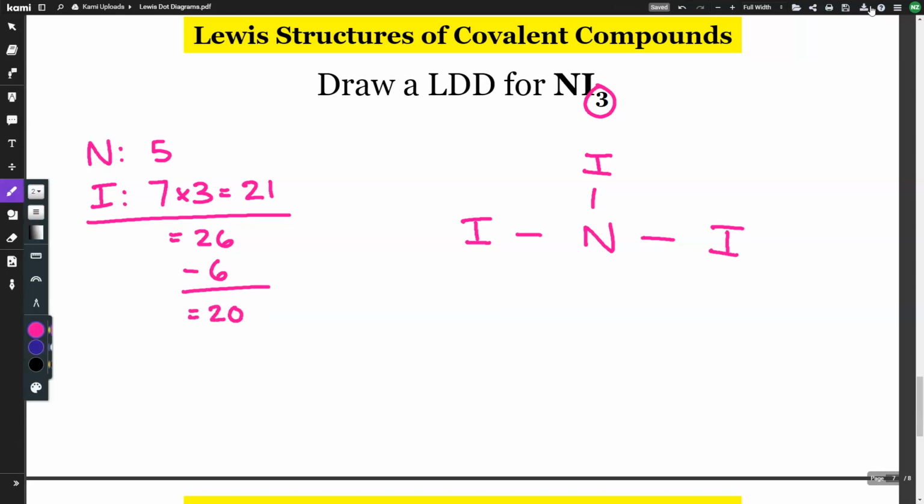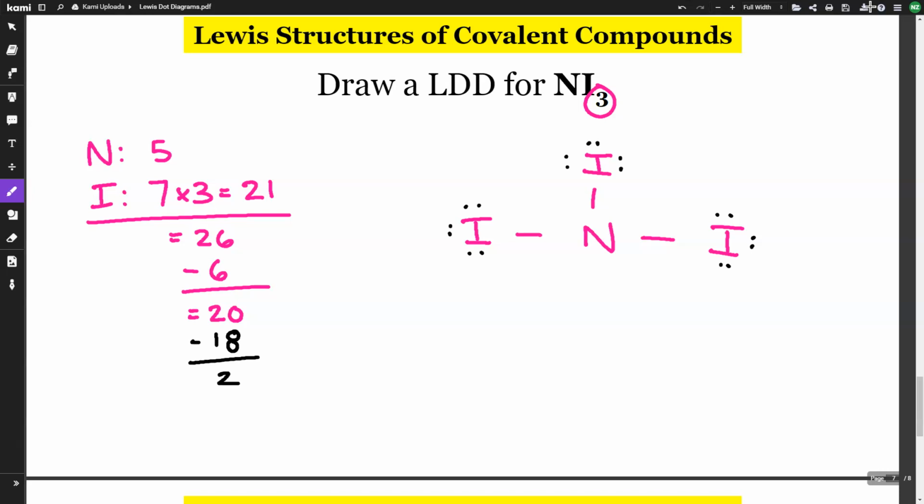Okay, and then just like before, let's go ahead and start filling in dots where we need them, valence electrons. Okay, so each iodine has 2 and they need 8. So I'm going to give each iodine 6. Six times 3 is 18. Okay, I have 2 left. So all of the iodines are happy. Let's take a look at nitrogen. Nitrogen has 2, 4, 6. It has 2 more dots, and it needs 2 more dots. Perfect. We are good.